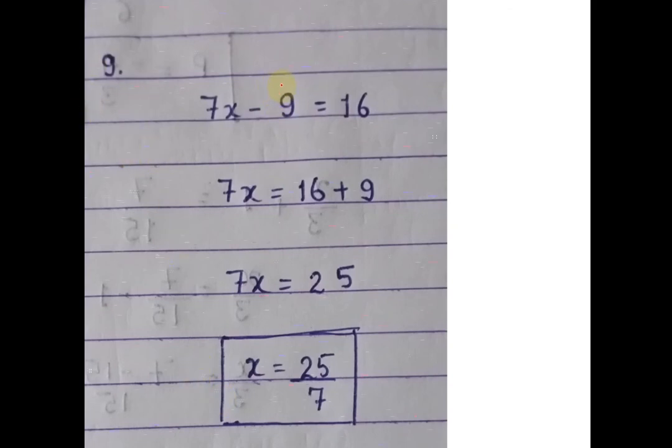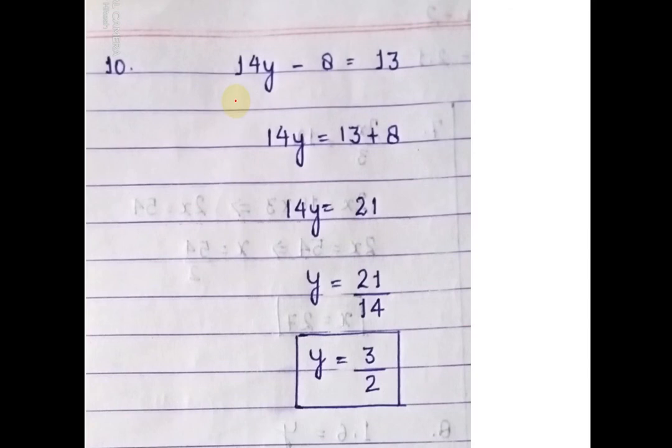Now the next question, question number 9. This minus 9 is in subtraction on the left-hand side. So when you send it to the right-hand side, it will go into addition with the addition sign. So 16 plus 9 will give you 25. So this 7x, this 7 is in multiplication with this x. So when you transfer it to the right-hand side, it will go into division. So the value of x you will get is 25 upon 7.